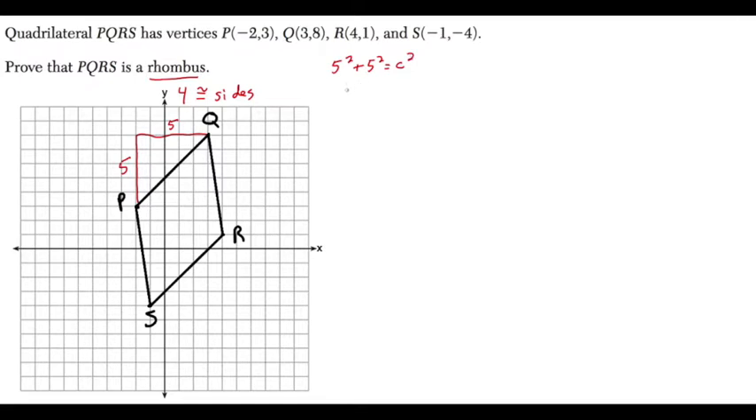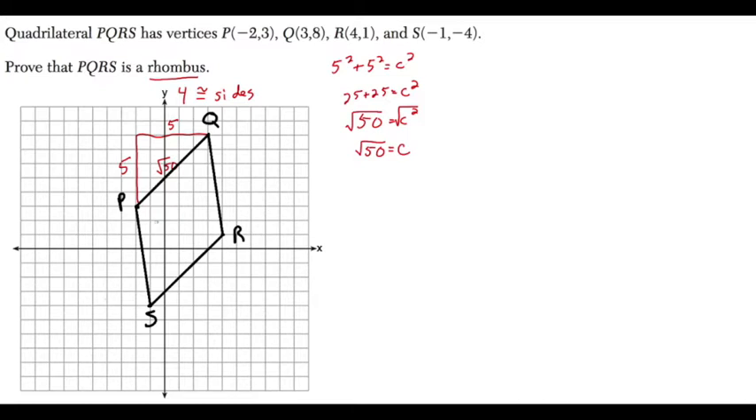Just the Pythagorean theorem. So you'd get 25 plus 25 equals c squared. Adding the 25s, you end up with 50 equals c squared. To get the length of that side, you just take the square root. So the length of that side is radical 50, which you could simplify to 5 radical 2 if you wanted to. So right there, this side is radical 50.